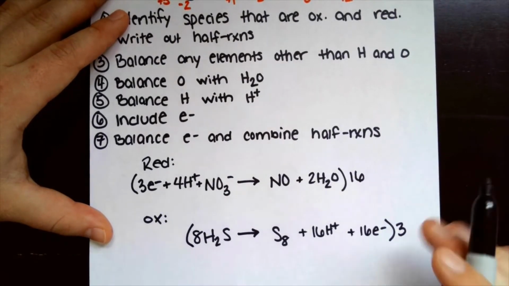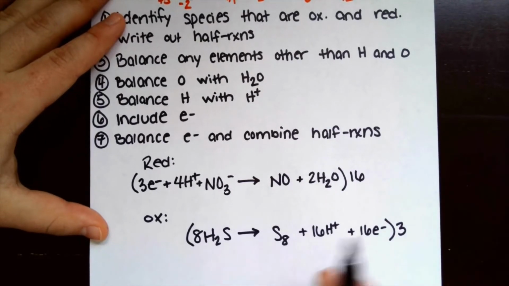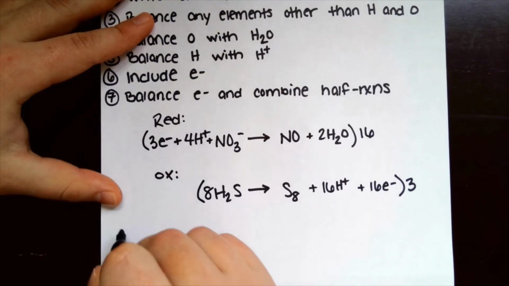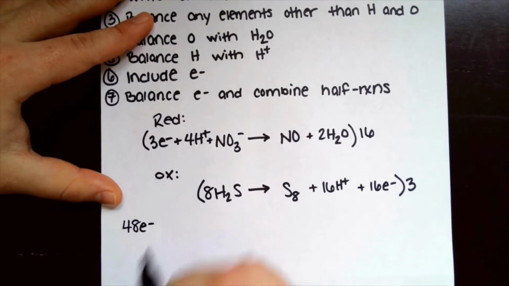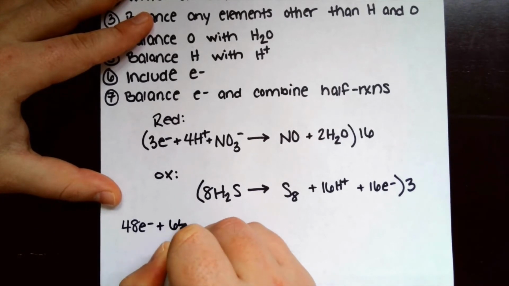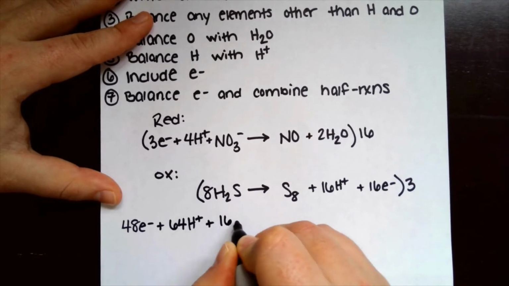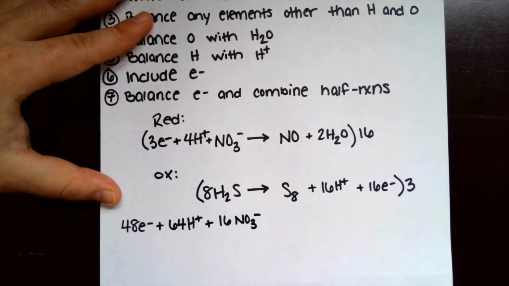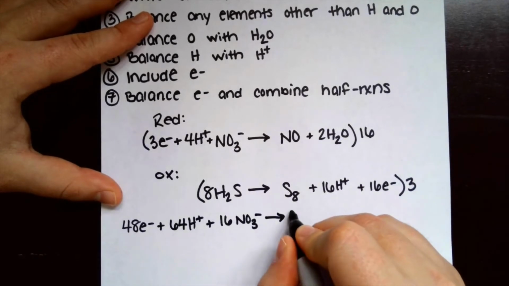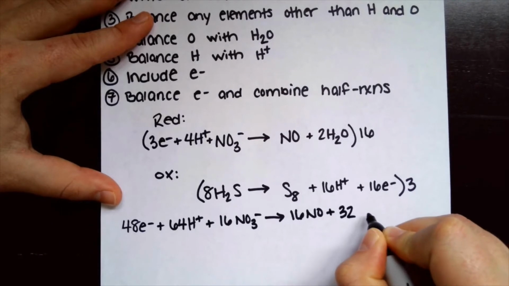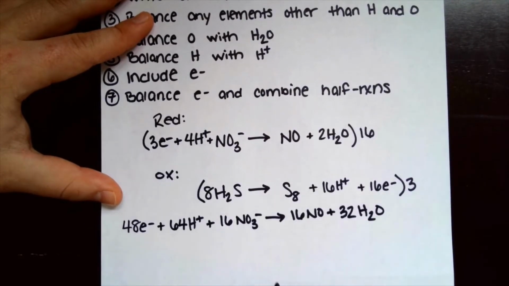So I'm going to rewrite these half reactions with these numbers distributed across. So we have 16 times 3, 48 electrons, plus 64 H+, plus 16 NO3 minus, yields 16 NO plus 32 H2O. So this is our reduction half reaction rewritten with the 16 distributed.